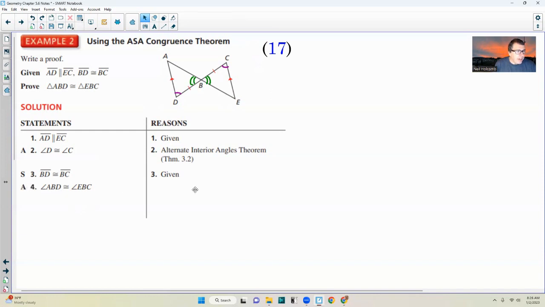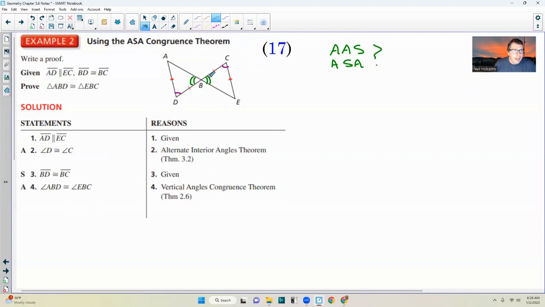And now I have another angle. And the reason is vertical angles are congruent. Okay. So now look what we have. We have an angle, we have a side, we have an angle. So is it angle, angle, side, or is it angle, side, angle? That is the question. Okay, so I look at this. The side is in between the two angles.